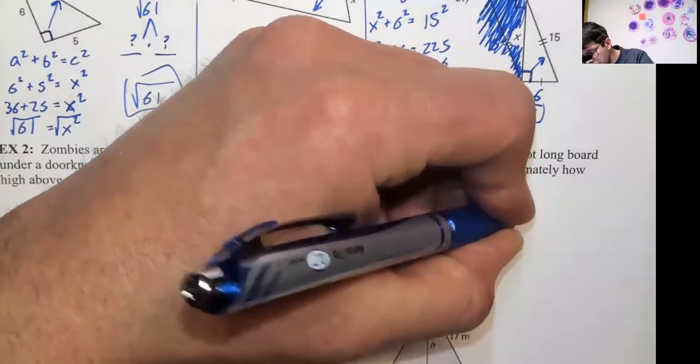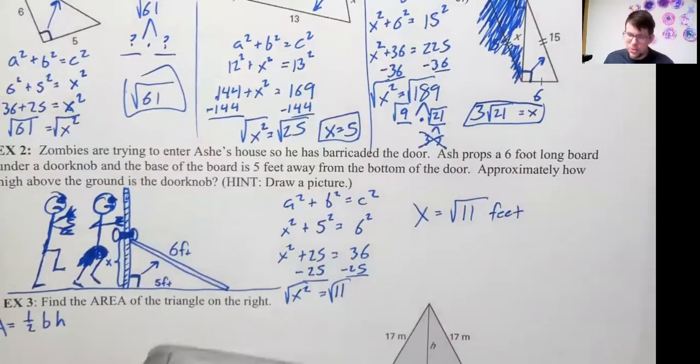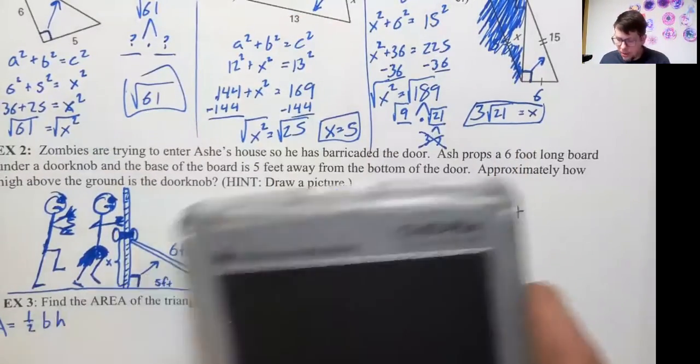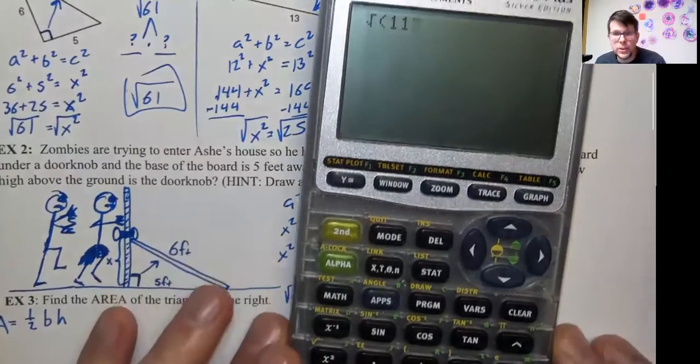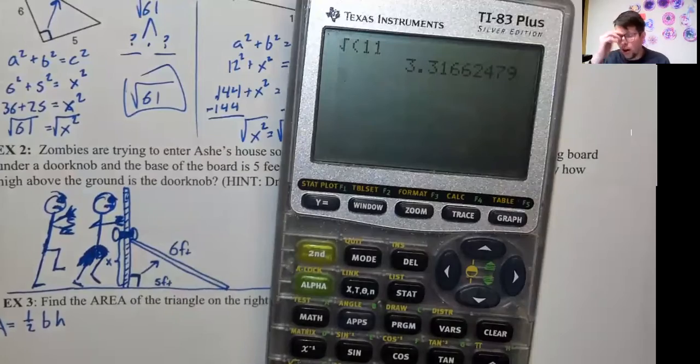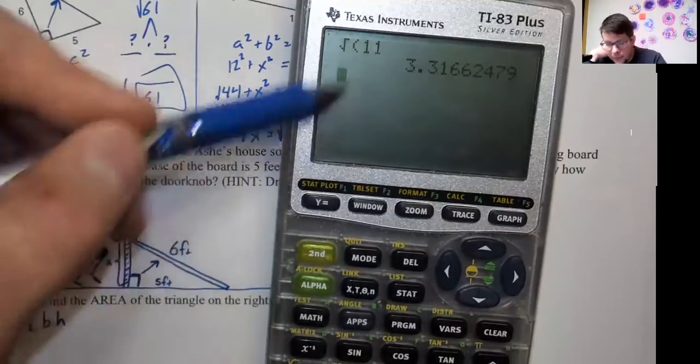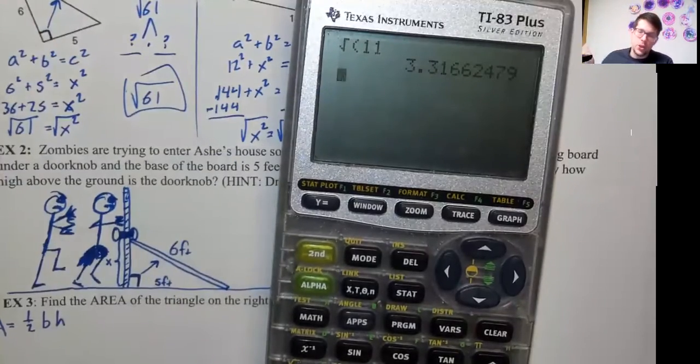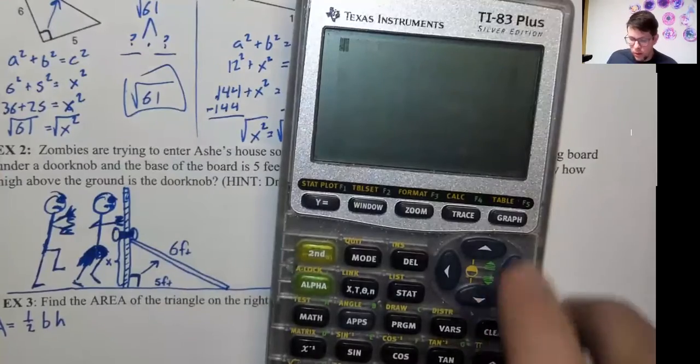Now, if that seems strange to you, 11-foot tall doorknob, please remember that this 11 is under the square root. So when we take the square root of 11, we're really talking about a 3, maybe 3.5-foot doorknob. So this is very, very reachable. This is normal. This is a good height for a doorknob. And so that works out really well for us.